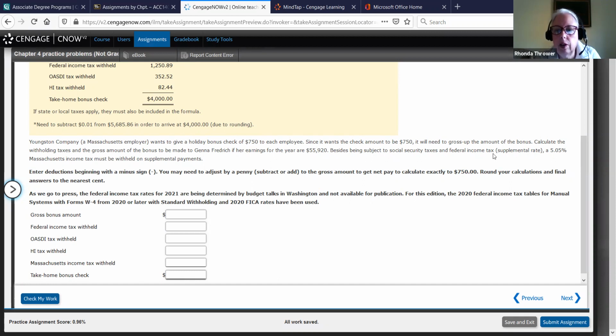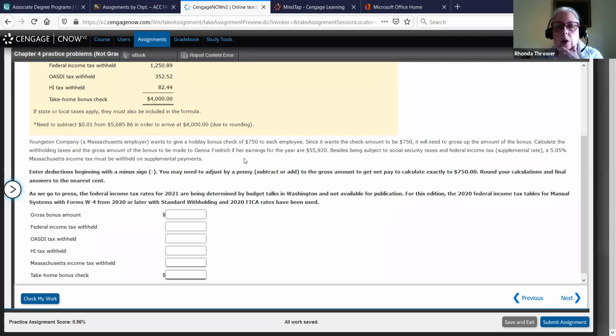Besides being subject to Social Security tax and federal income tax at the supplemental rate, notice that it says the supplemental rate. So when we're using the bonus rate, the supplemental rate is always going to be 22% for federal income taxes. And a 5.05% Massachusetts income tax, which must be withheld on supplemental payments.